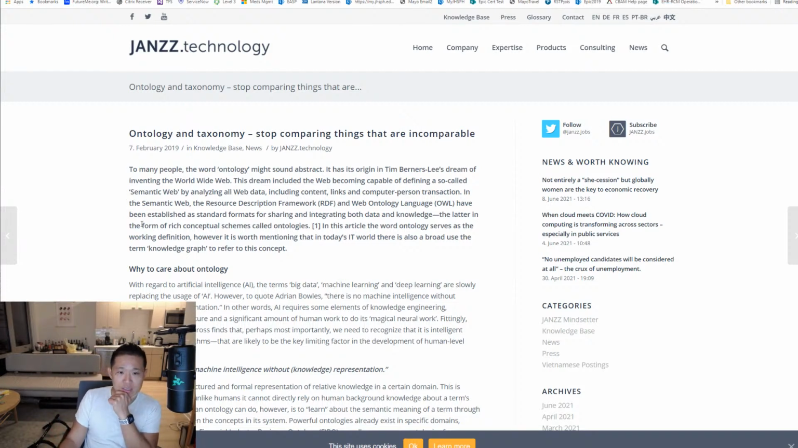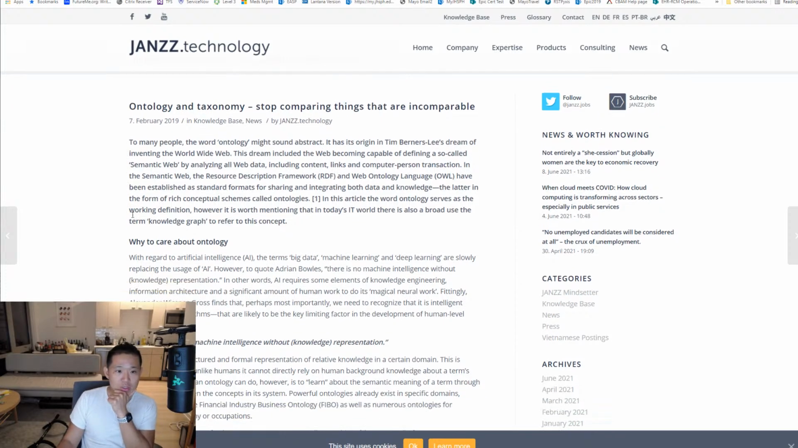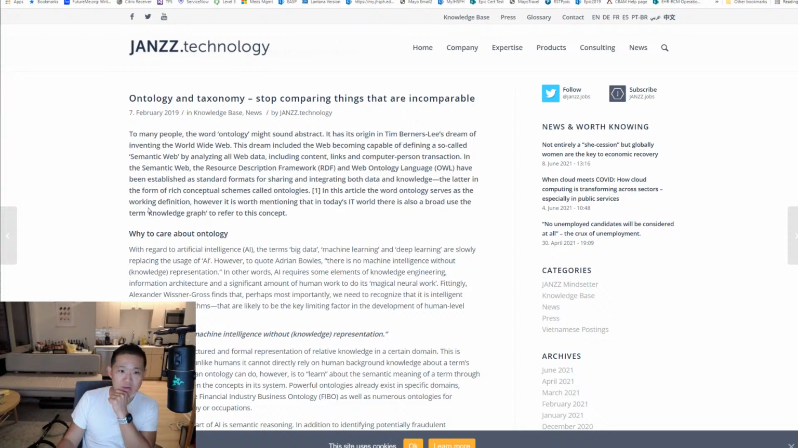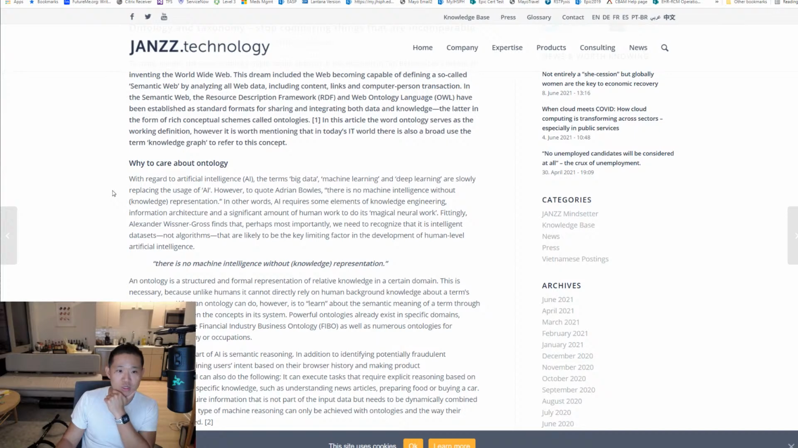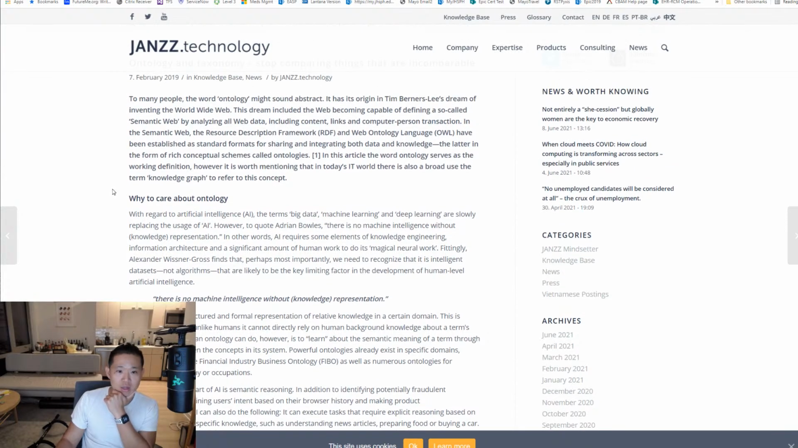Ontology and taxonomy: stop comparing things that are incomparable. To many people, the word ontology might sound abstract. It has its origin in Tim Berners-Lee's dream of inventing the World Wide Web. This dream included the web becoming capable of defining a so-called semantic web by analyzing all web data, including content, links, and transactions. In the semantic web, the Resource Description Framework, RDF, and Web Ontology Language, OWL, have been established as standard formats for sharing and integrating both data and knowledge, the latter in the form of rich conceptual schemes called ontologies.